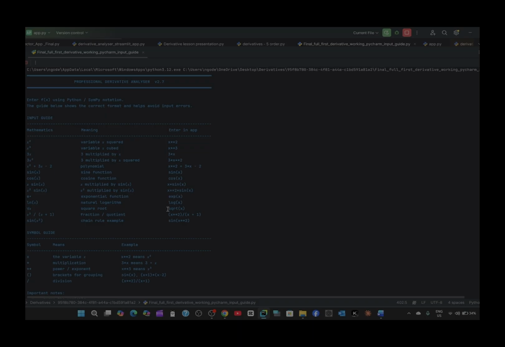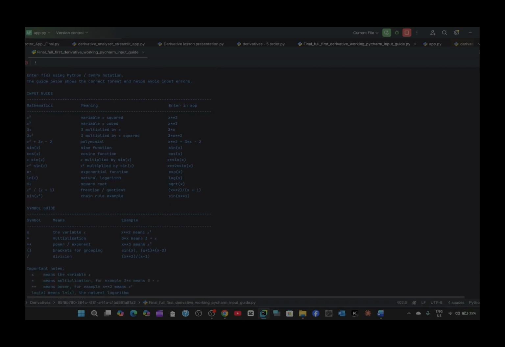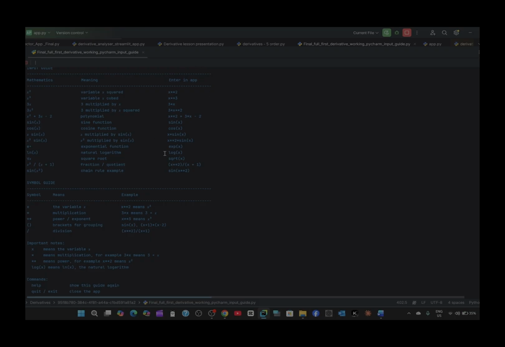So for exponential, we put exactly the same, like square root x, x cubed, root x. For a quotient, you put x squared over x squared minus x plus 1, like that. Sine x squared will be like that. This is x squared. Okay, so this is the input. You have to make sure when you input, you use this column here, the input. For example, the symbol x is the variable, x squared means x squared, as explained before. x3 means x cubed. This is the only explanation to make sure that we can input correctly.